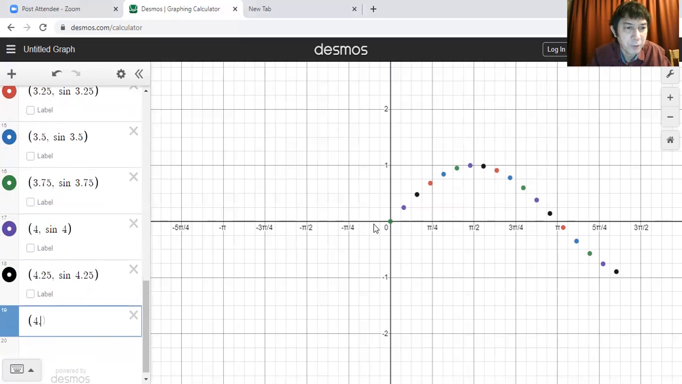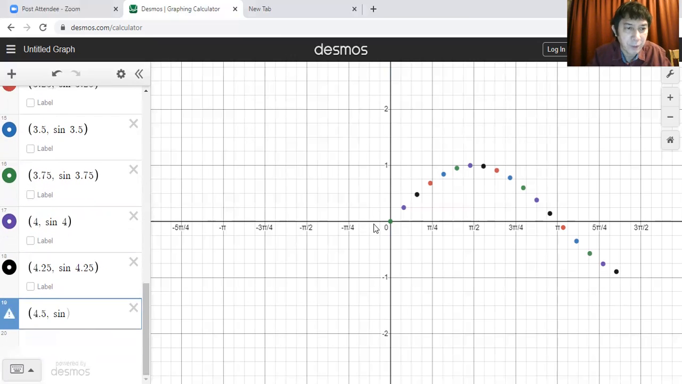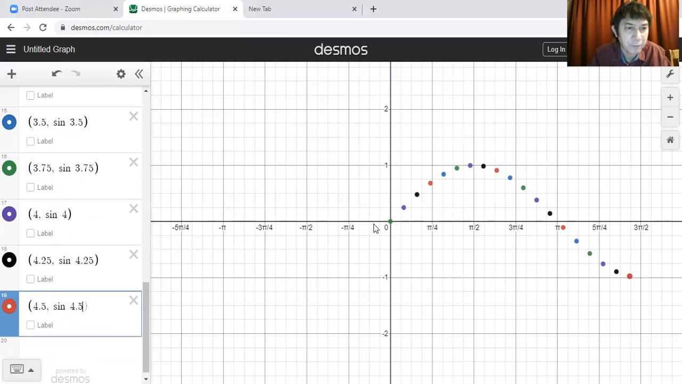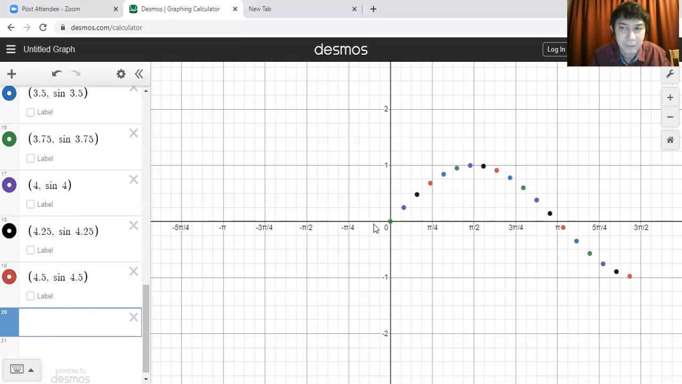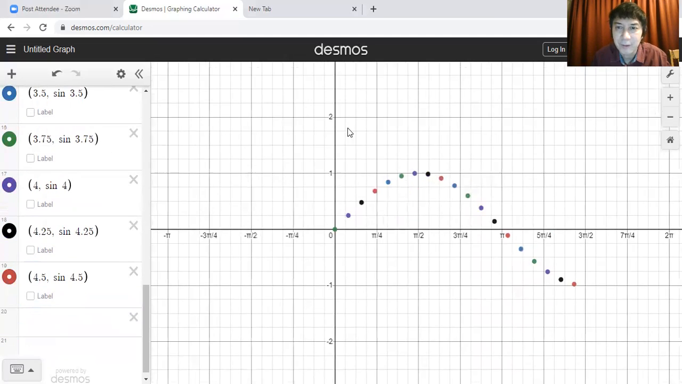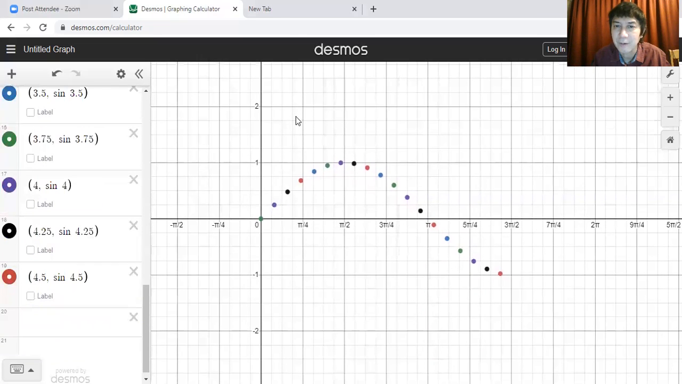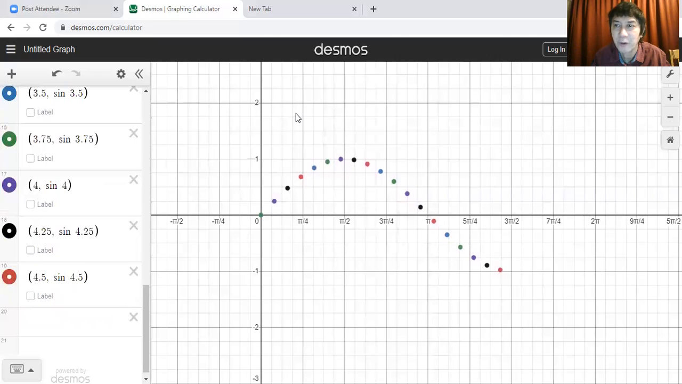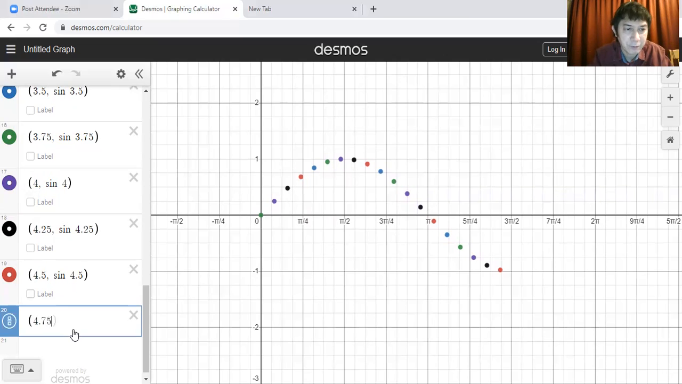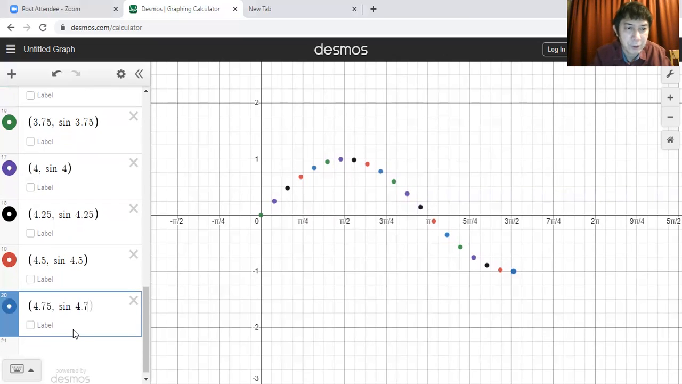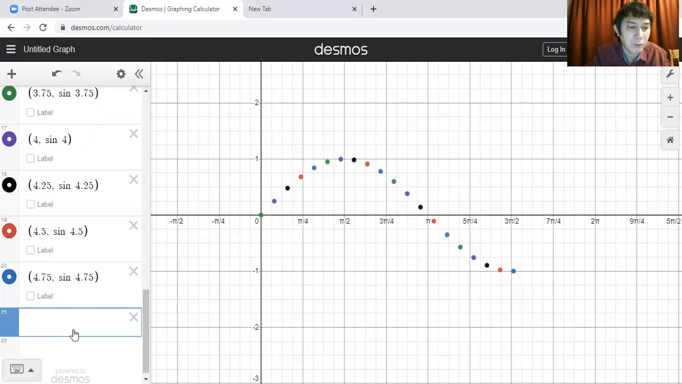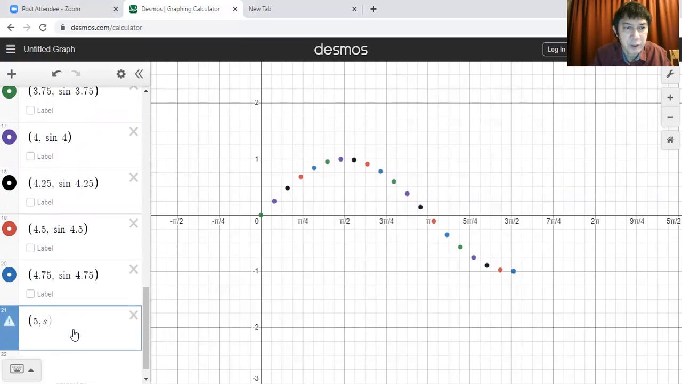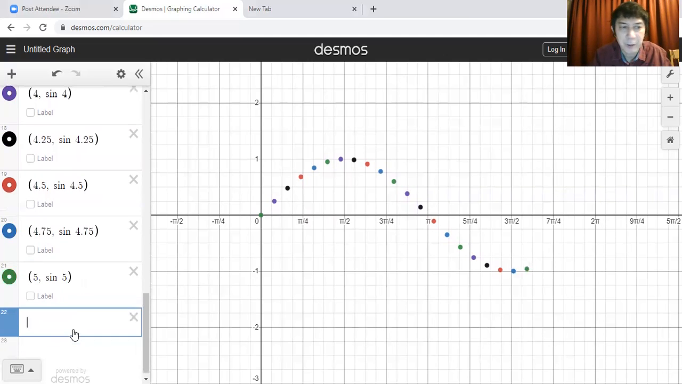Next, we have 4.5 for x, and sine of 4.5 for y. There. And you can see our graph forming. This is what you call the sine graph. All right, let's continue with our points. Next is 4.75 for x, and then sine of 4.75. Then we're now doing 5 as x, and then sine of 5 for the next point.